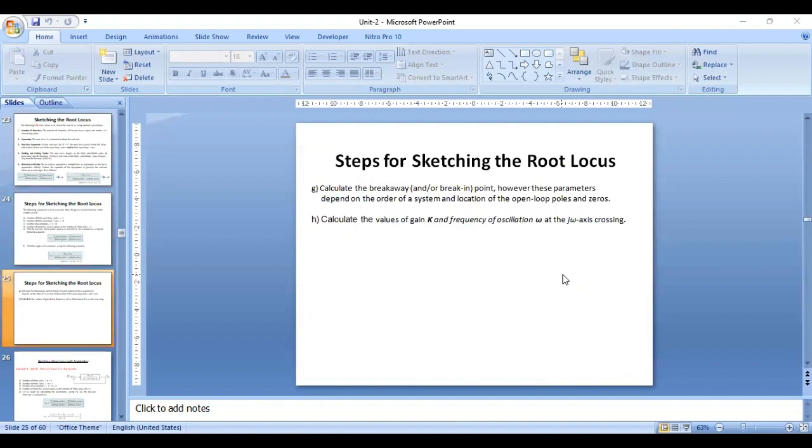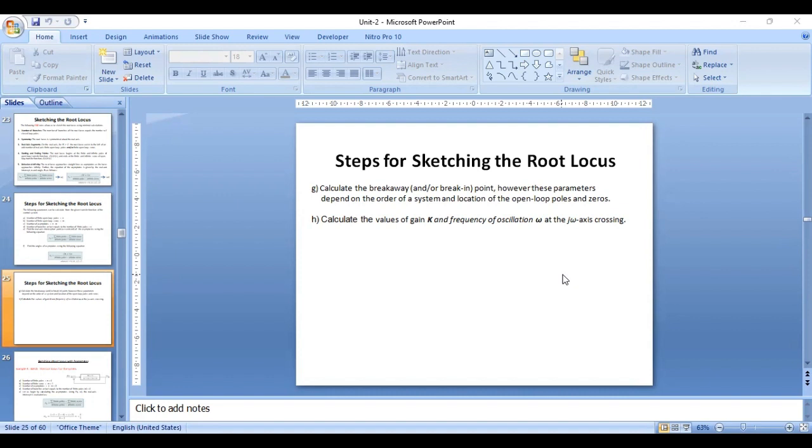After calculating the centroid, we have to calculate the breakaway or break-in points. At the breakaway point, the root locus breaks from the real axis to enter into the complex plane. At a break-in point, the root locus enters the real axis from the complex plane. To find the breakaway point, form an equation for K from the characteristic equation and differentiate it with respect to s, then find the roots of the equation dK/ds equal to 0. The roots are breakaway or break-in points, provided the gain value K is real and positive.